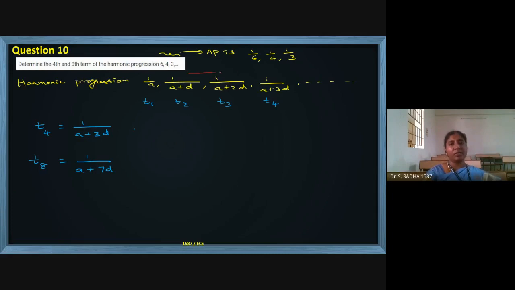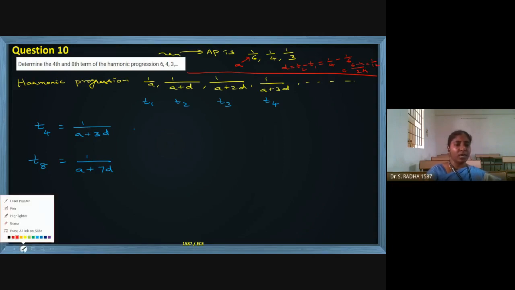A value, D value. In order to find A value and D value, I am taking up the AP, where the first term is represented by A, and the common difference D is second term minus first term, which is 1 by 4 minus 1 by 6. If you take LCM 24, it is 6 minus 4, which is 2 by 24, which is 1 by 12. 1 by 12 is the D value. Now you have A value and D value, substitute, simplify. So fourth term and eighth term can be calculated.